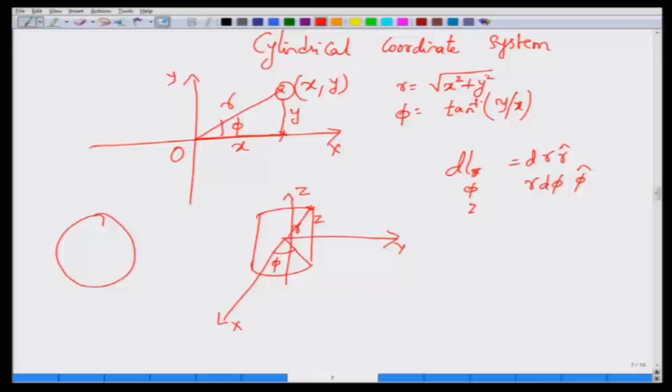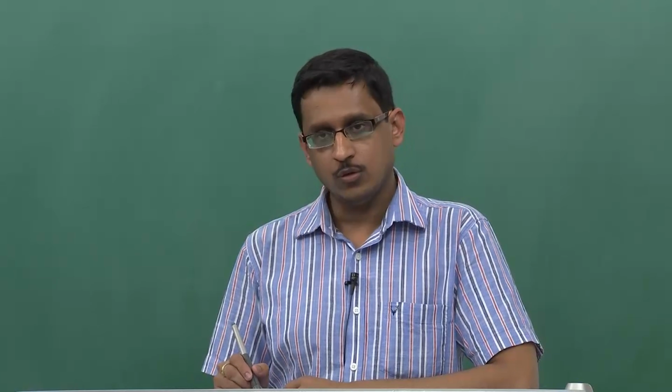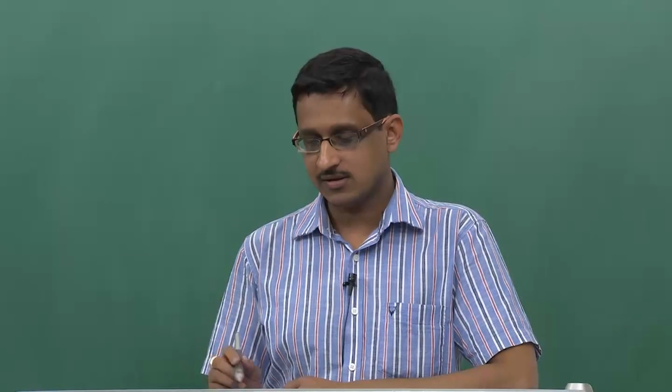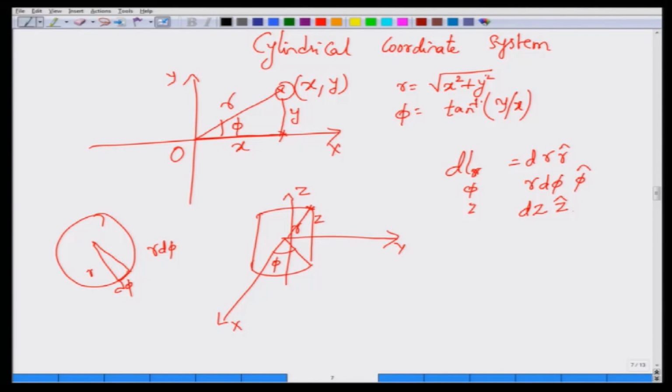So, if this is your radius r and this is the distance that you have moved, d phi, then the arc length here is r d phi, and that is the line segment here, and along z it is simply dz z hat, no change from the rectangular coordinate system. So, how do we obtain the unit vectors r, phi and z that I have written down for the cylindrical coordinates in the last lecture?